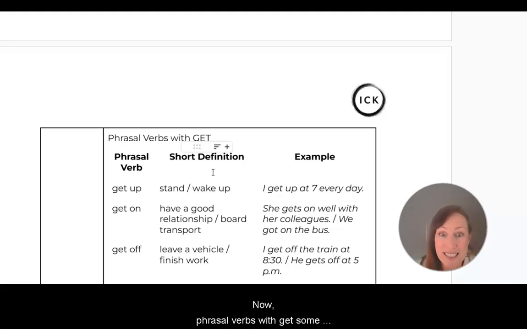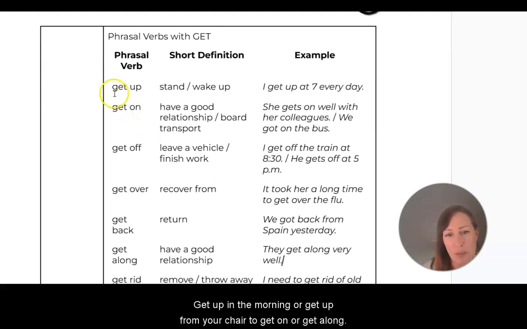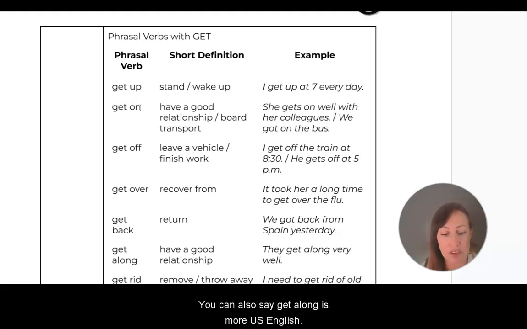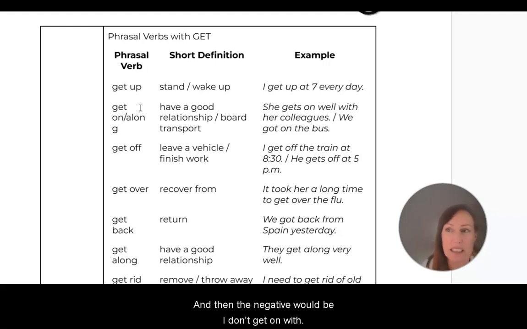Now, phrasal verbs with get. Some of these, again, you will know, and some of those might be new, so let's check them. Get up in the morning, or get up from your chair. To get on, or get along, you can also say. Get along is more US English. I get on well with my neighbors. I get on with my neighbors. It's the same. And then the negative would be I don't get on with. I don't have a good relationship with my neighbors, for example.